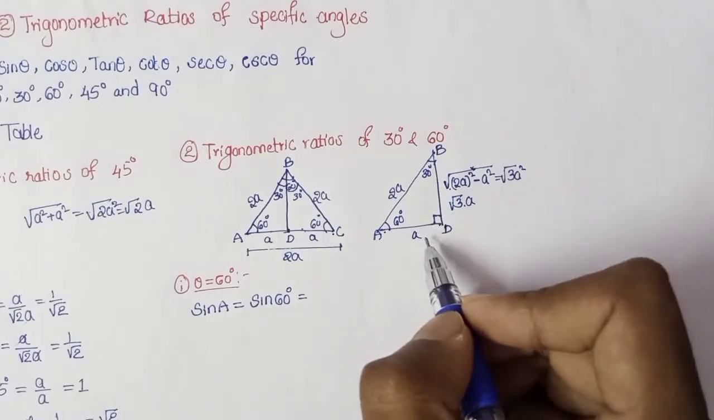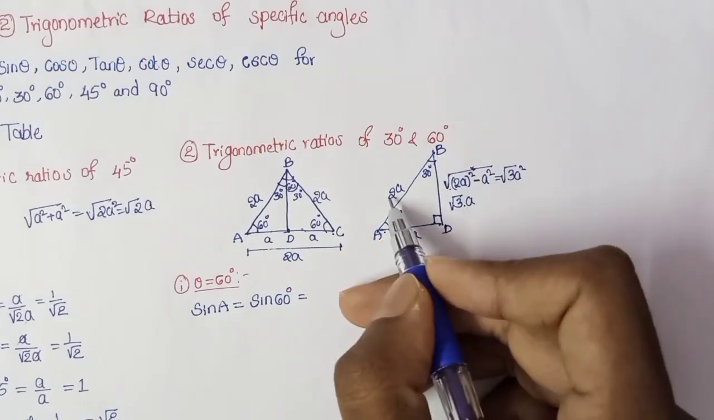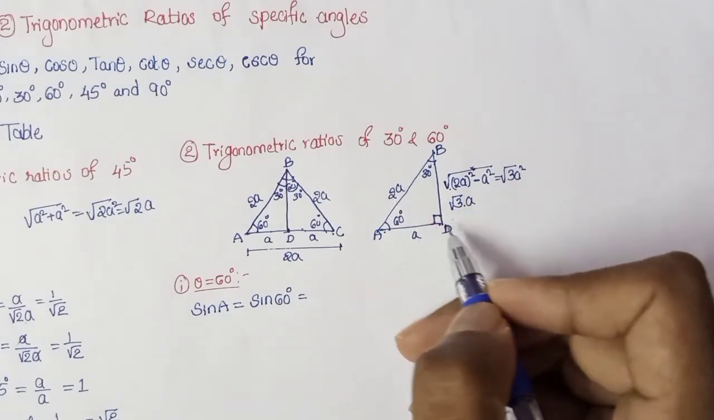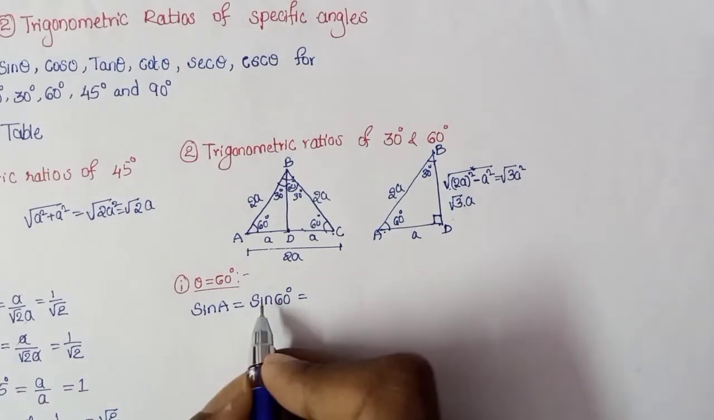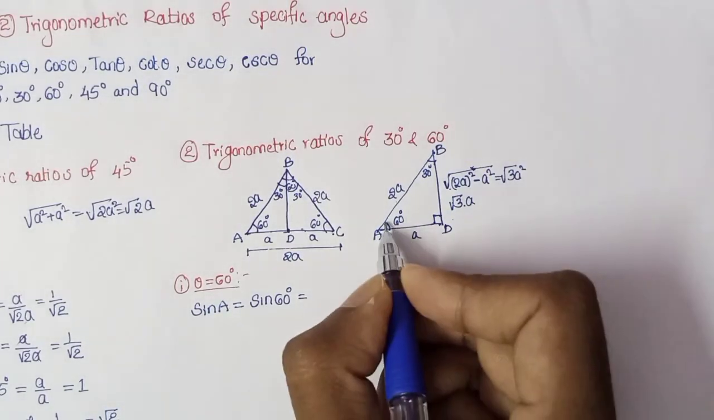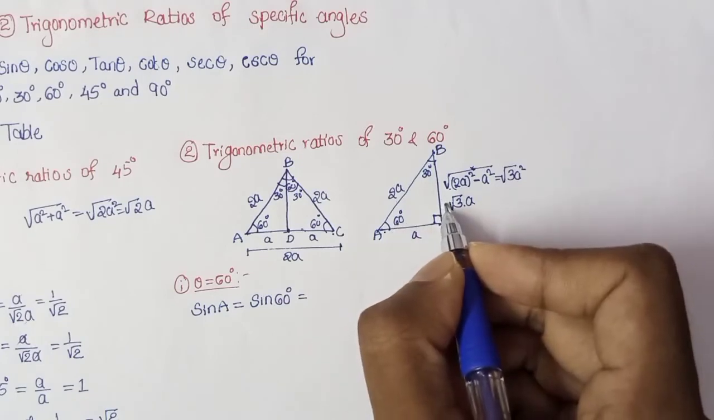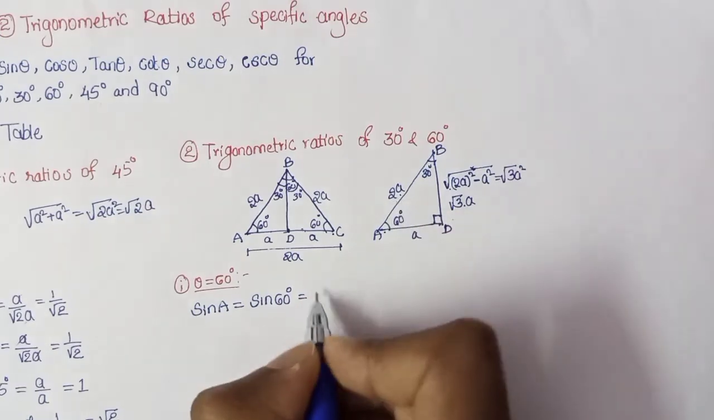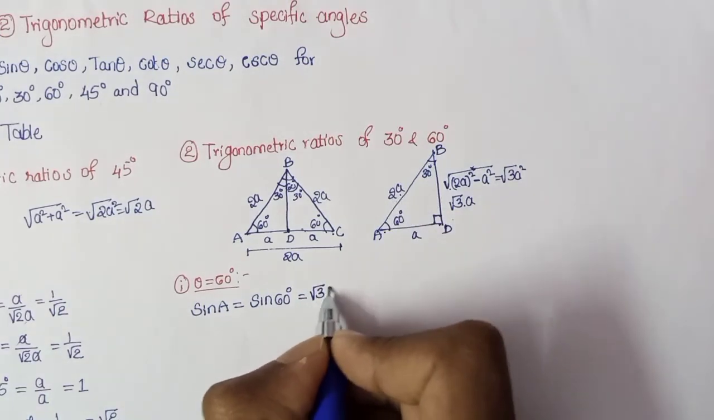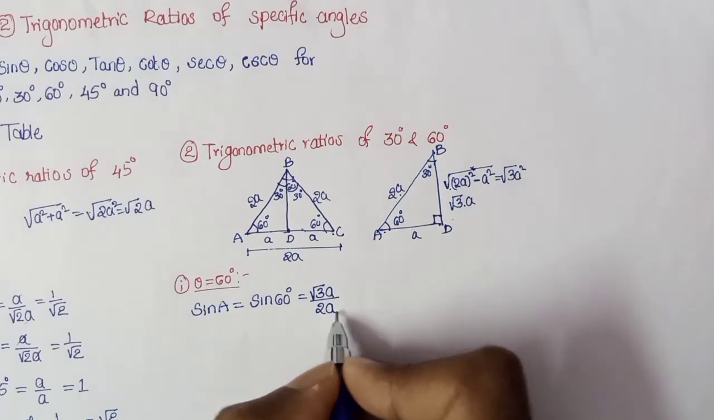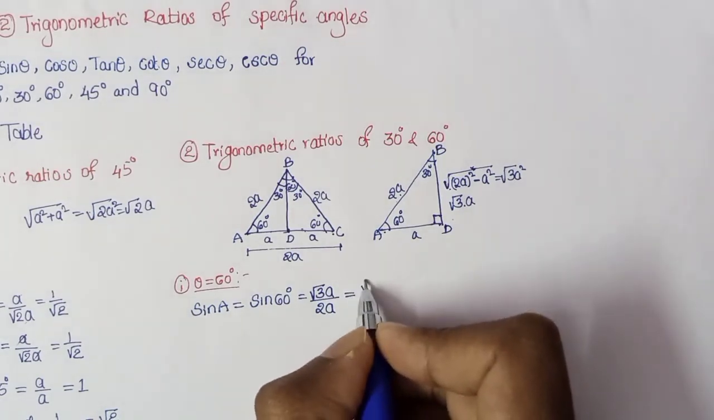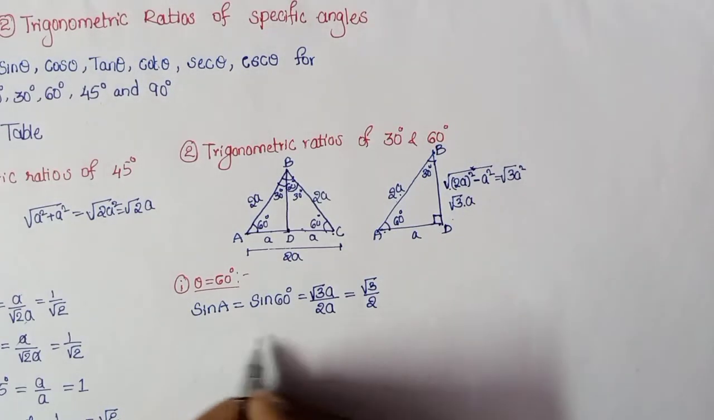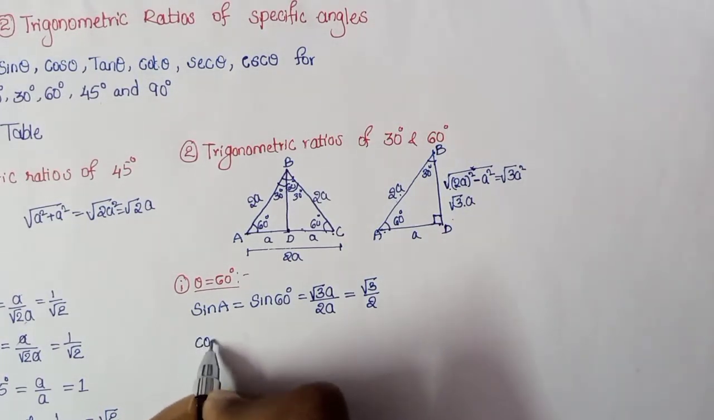Remember, the sides are always less than the hypotenuse. Here 2a, here root 3 means 1.732, which is less than 2. So this is the check we can do here. And sin 60 is opposite side by hypotenuse. Opposite side is root 3a, hypotenuse is 2a. So this is root 3a divided by 2a. a gets cancelled. What you are remaining with is root 3 by 2. This is sin 60.